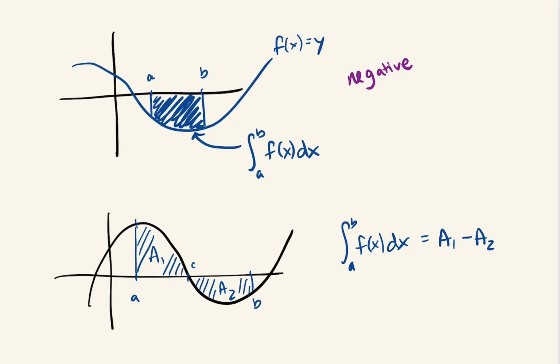Now, integrals work just like area. You can separate it into pieces. So another property that we get is that this integral is equal to the integral from a to c of f of x dx plus the integral from c to b of f of x dx. And so that can be convenient to split an integral into two pieces and then add them up.